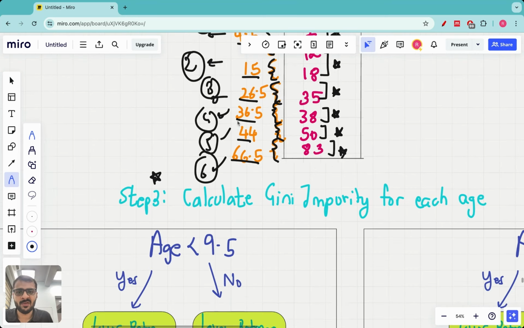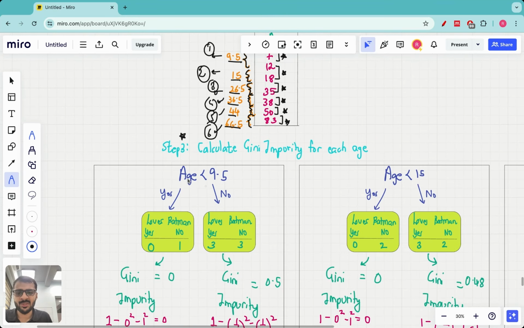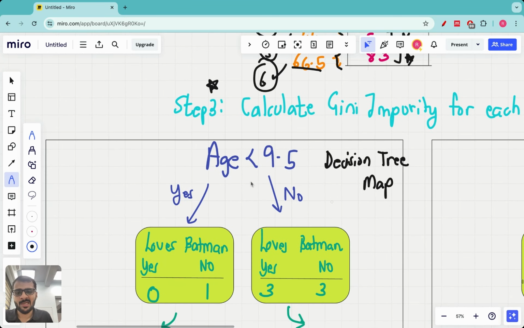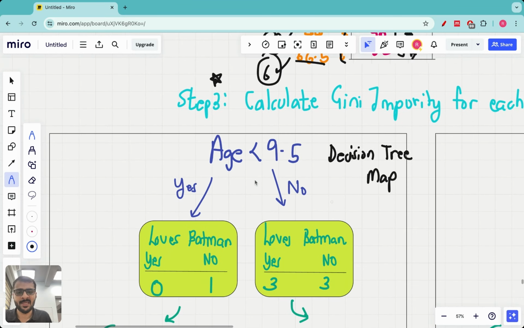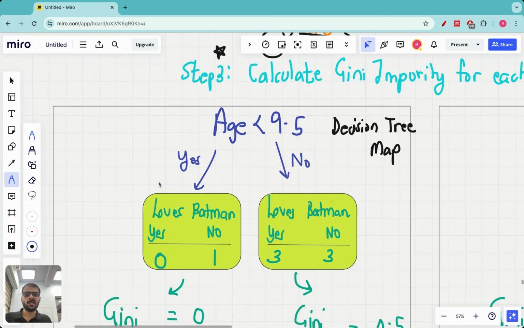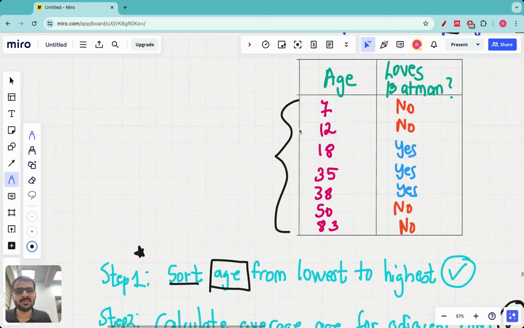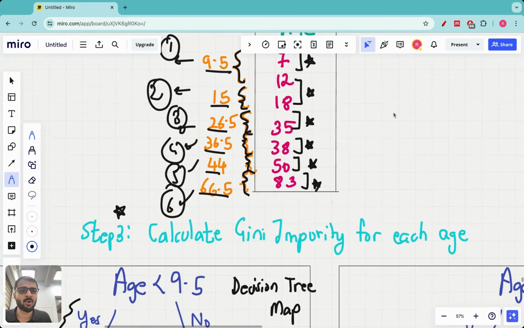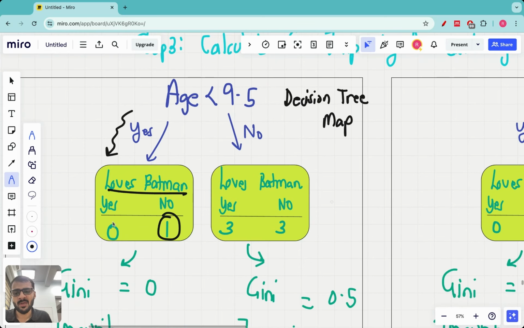First, let's look at 9.5. I will ask the question, is age less than 9.5, and then I will construct a decision tree map for this. If age is less than 9.5, it splits into two categories, yes and no. I want to compute the Gini impurity. First I will look at the final goal, loves Batman, and then look at how many yeses and how many no's there are. Let me look at the yes category first. If age is less than 9.5, it's only 7. So we have one no and 0 yes.